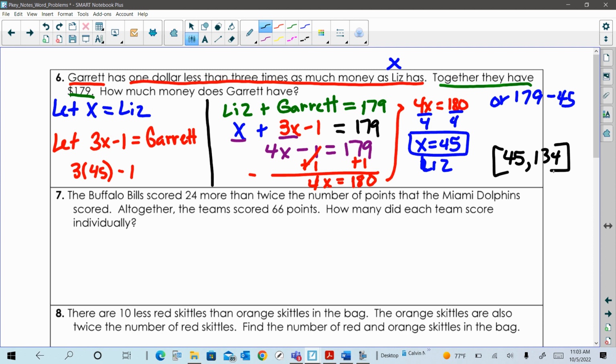All right, so on 7, we have: the Buffalo Bills scored 24 more than twice the number of points as the Miami Dolphins scored. Altogether, the teams scored 66. How many did each team score individually? So we have to start off. What should we let x equal? Find your key information. Where is it in that first sentence? In the Miami Dolphins. We're talking about the Buffalo Bills, but right here it says 24 more than twice the Miami Dolphins. So it ends with comparing to the Miami Dolphins, so x is going to have to be Miami.